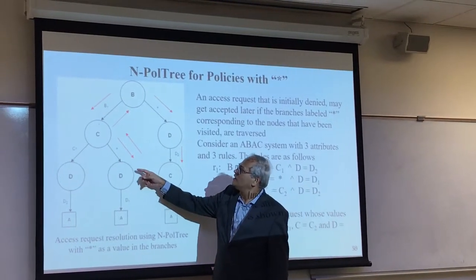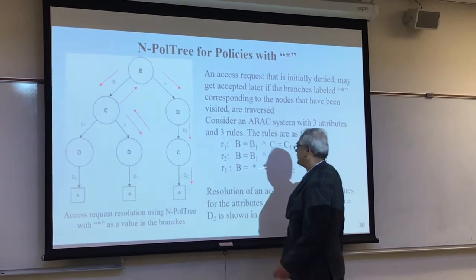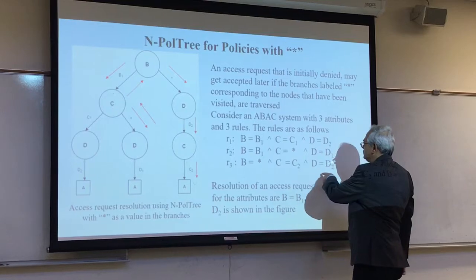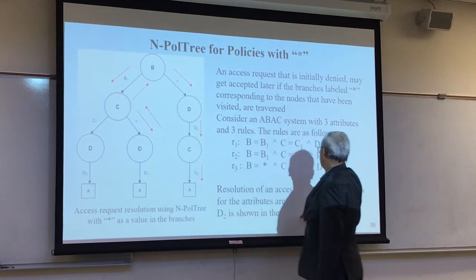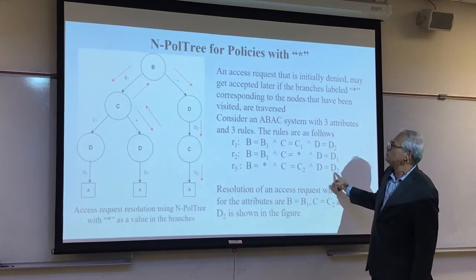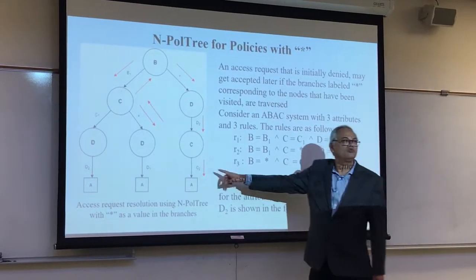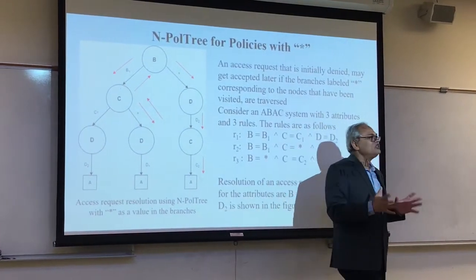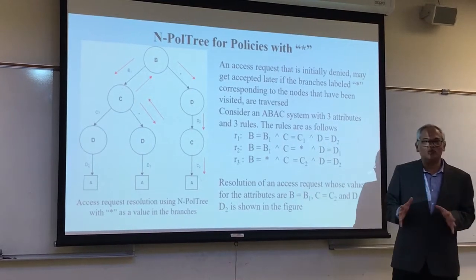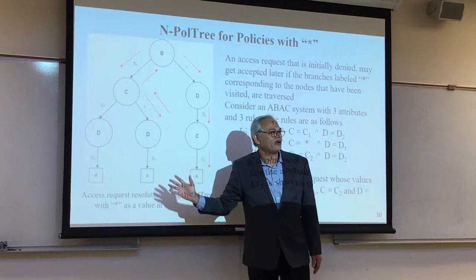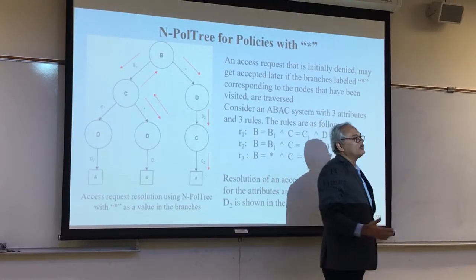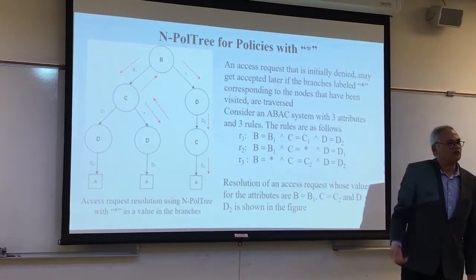But then I backtrack, and now you see that there is this rule, b equal to star, c equal to c2, d equal to d2. So b equal to star takes you here, and then d equal to d2 also matches, and c equal to c2 also matches. So if you have these wildcards, things are not that simple. You may have to hit the leaf node and sometimes you have to backtrack. So in the case of n-ary poultry, that is where there are some performance issues.